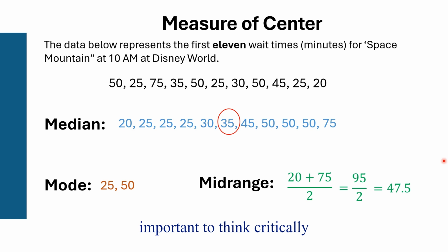It is important to think critically about the data, whether calculating the measures of center makes sense. Just because we can calculate these measures, it doesn't always mean they're meaningful. For instance, calculating the mean or median of zip codes or jersey numbers is not meaningful because these numbers are labels or identifiers and do not represent any measurable quantity.